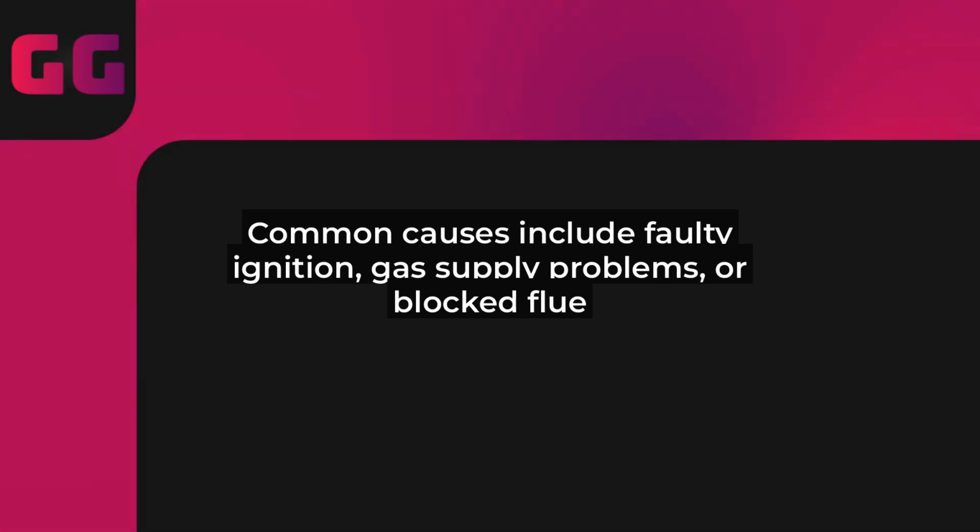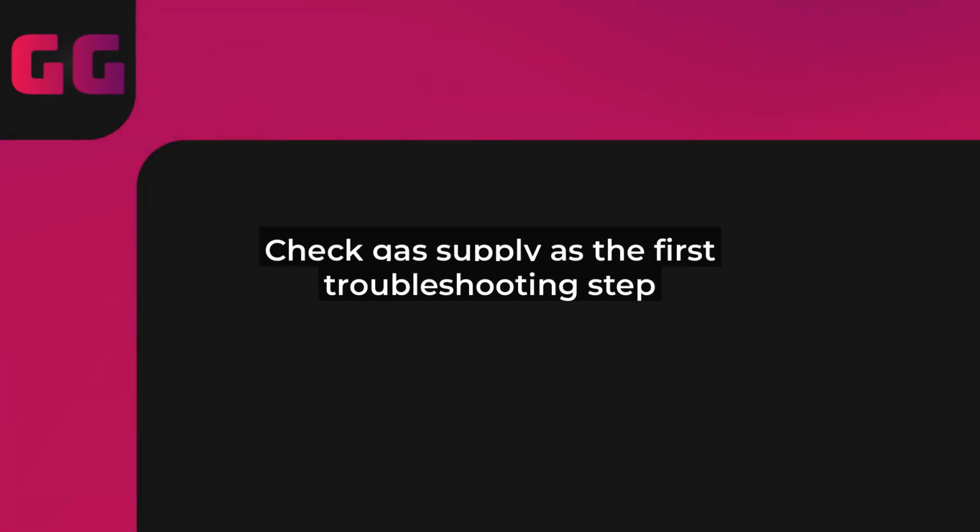First off, what exactly is the CF error code? In Bosch boilers, CF typically stands for a flame failure or ignition problem. This means your boiler is trying to light up but isn't succeeding, which could leave you without hot water or heating. It's a safety feature designed to prevent gas leaks or other hazards, so while it's annoying, it's there for a good reason. Now, let's talk about the causes.